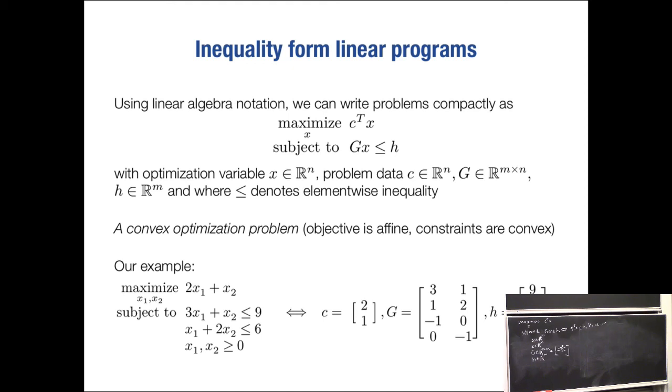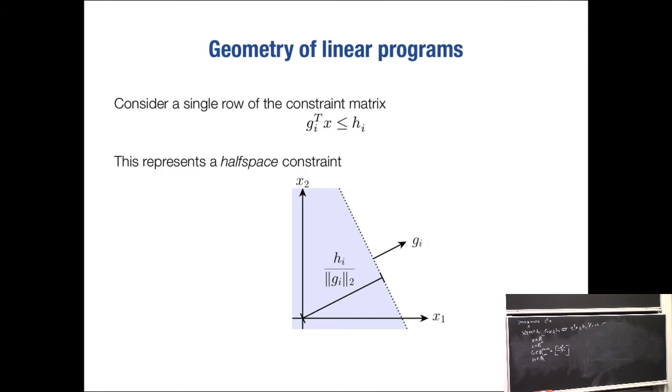Okay, so let me now talk a little bit about the geometry of these problems. So let's think about a single row here in our constraint matrix. So let's think about a single term here. Gi transpose x less than or equal to h. This is what's called a half space constraint. So it essentially divides Rn into 2 regions, one that's bigger than h, one that's less than h, and says our point has to lie on one side of this.